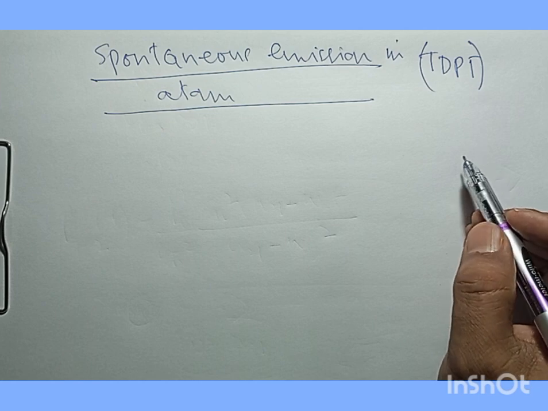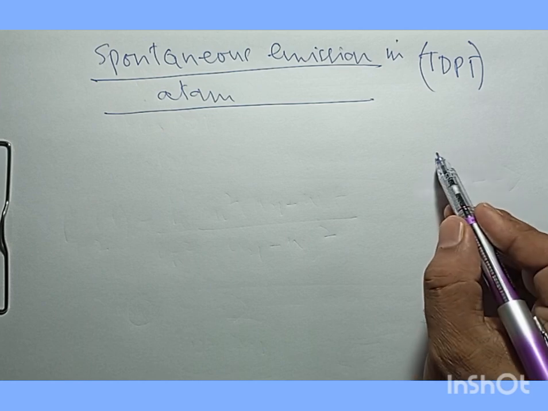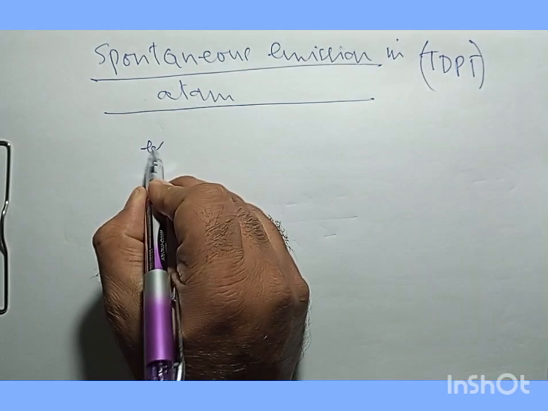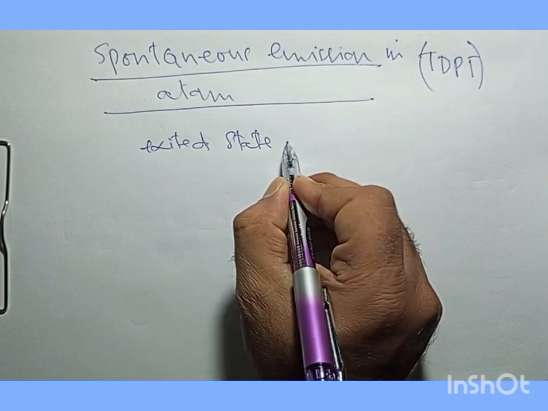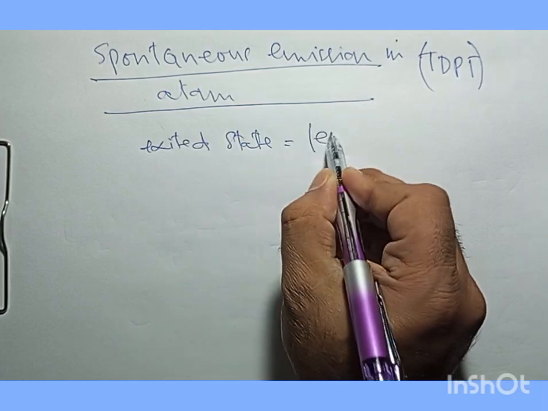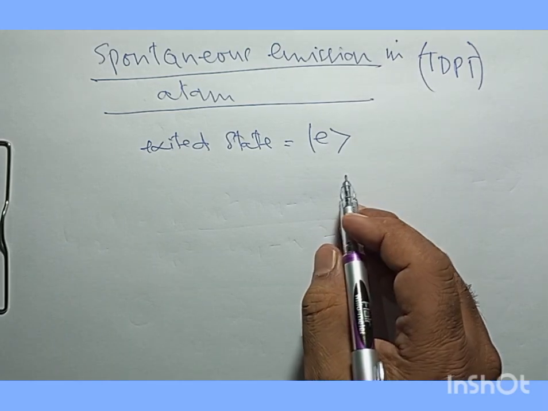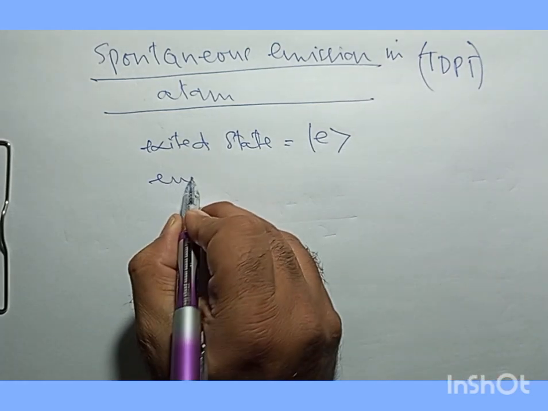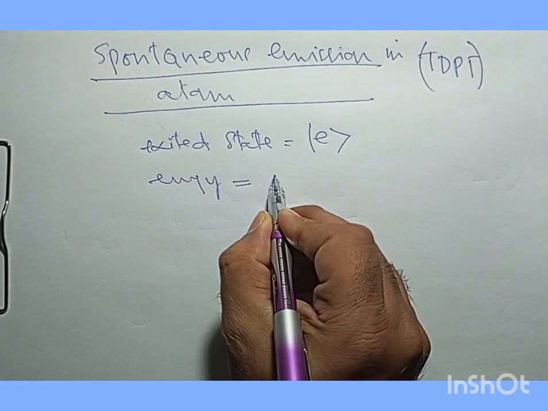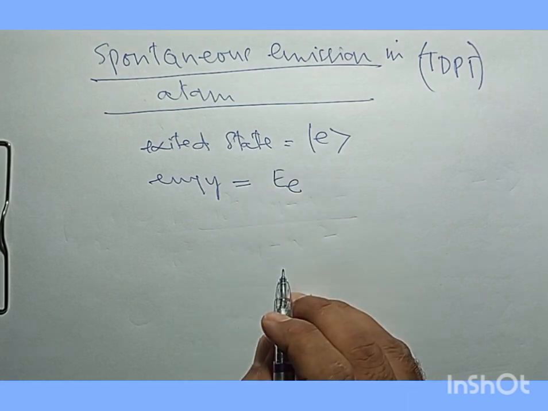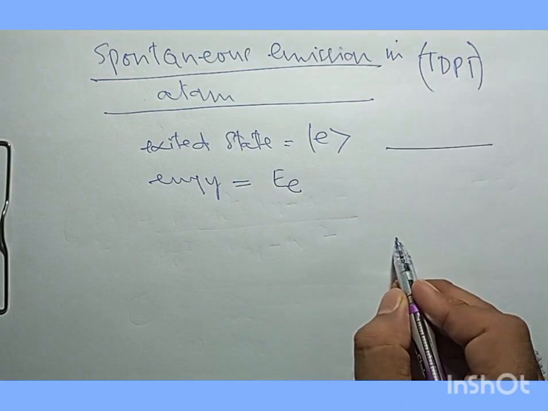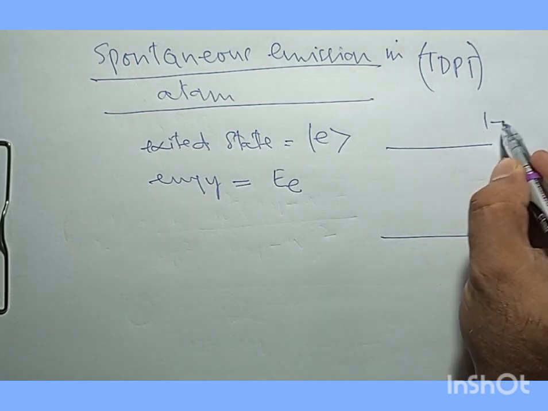Let me assume that this atom is initially in some excited state. So I have an excited state. Rather, it will be right to write down the state as E, with the energy of this state equal to E_e. So I have the state E.